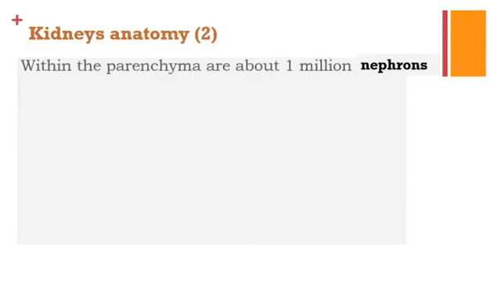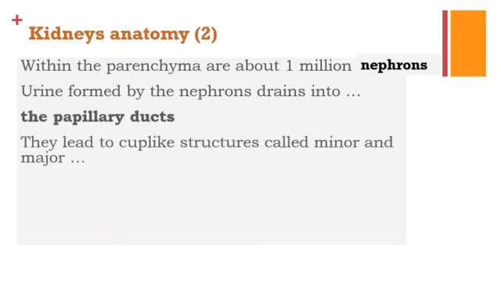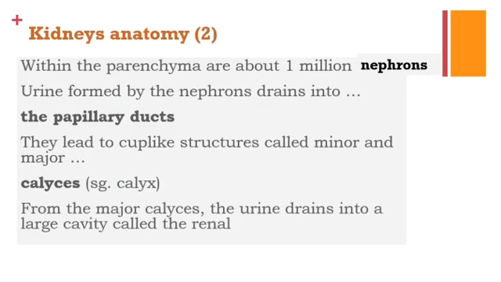Within the parenchyma are about 1 million nephrons. Urine formed by the nephrons drains into papillary ducts. They lead to cup-like structures called minor and major calyces. From the major calyces, the urine drains into a large cavity called the renal pelvis. Our next slide sums up the kidney's major roles.